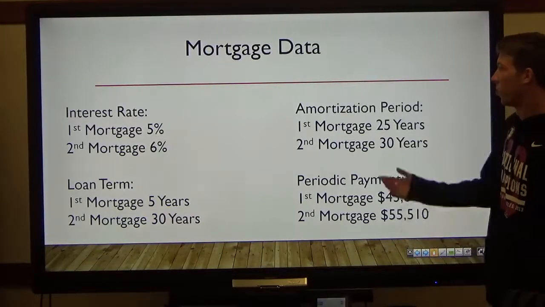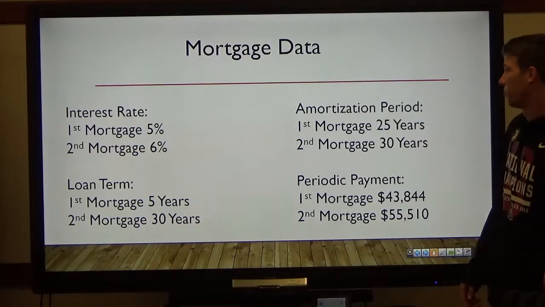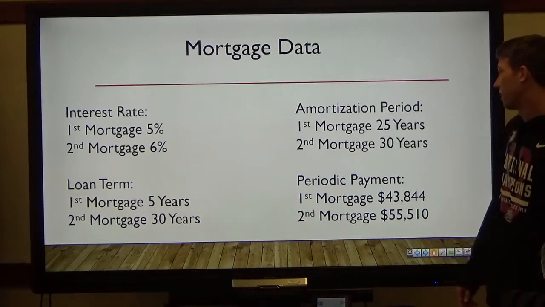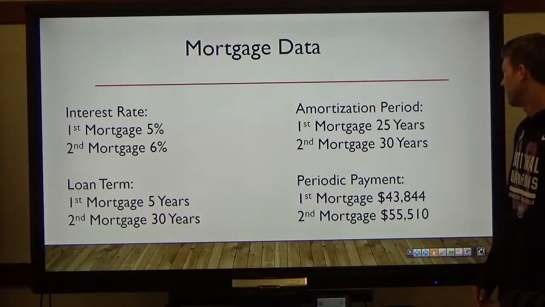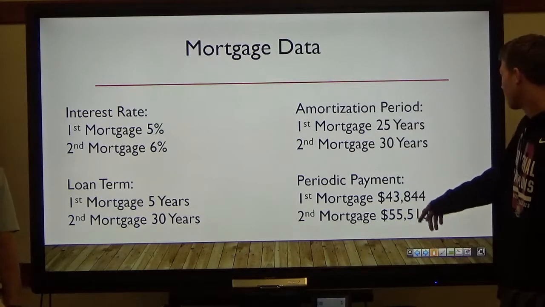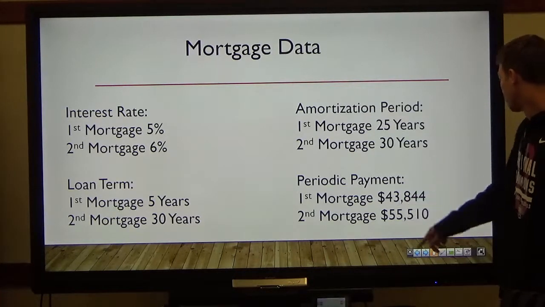So this is our mortgage data. Interest rate for the first mortgage 5%, second mortgage 6%, loan term, first mortgage 5 years, second mortgage 30 years, amortization period, first mortgage 25 years, second mortgage 30 years, periodic payment 43,000 first mortgage, 55,000 second mortgage.